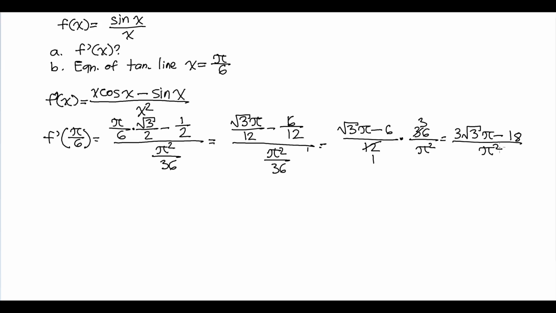So we need to find the function, the actual function valued at pi over 6, so we can get a y coordinate. So sine of pi over 6 is 1/2. x over pi over 6 equals 1/2 times 6 over pi, which equals 3 over pi. Okay, so good. We're off to a good start. So good so far.